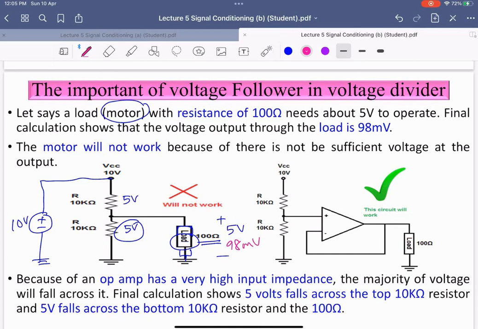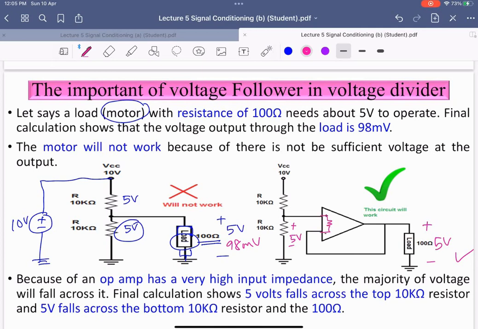So what will happen? It doesn't work. Okay. However, when you connect the voltage follower here, this one is 5 volt, and when you measure your motor voltage, you will get 5 volt here, so your motor can work. Okay. So why? There are a lot of explanations there, so I'm not going to show you.